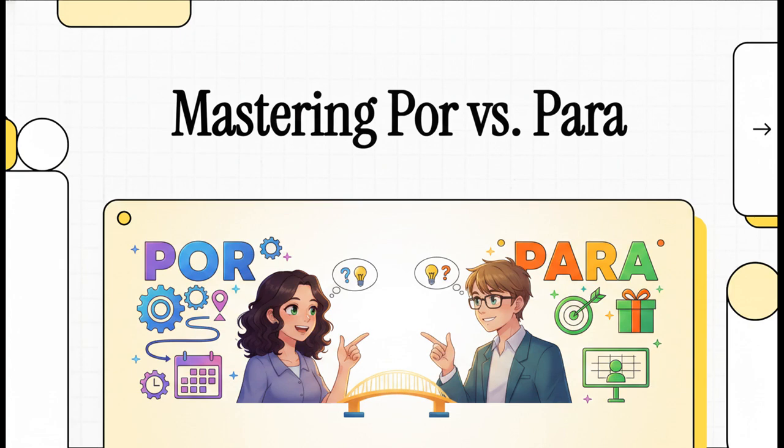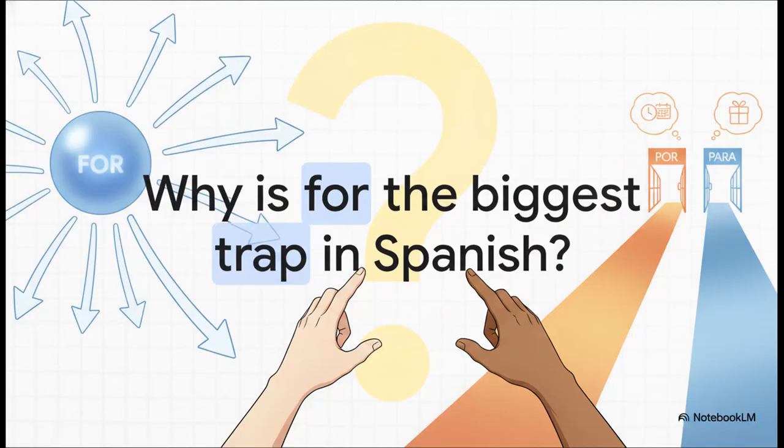Okay, let's just dive right into it. So why is this such a struggle for us? Why is the English word for the absolute biggest trap in the Spanish language? Well, honestly, it all comes down to how lazy English can be. In English, the word for is essentially just this giant catch-all bucket. We use it for almost everything, just mashing wildly different concepts into one tiny word. But Spanish approaches reality entirely differently. It demands precision. It simply doesn't have a direct equivalent to our all-purpose for.